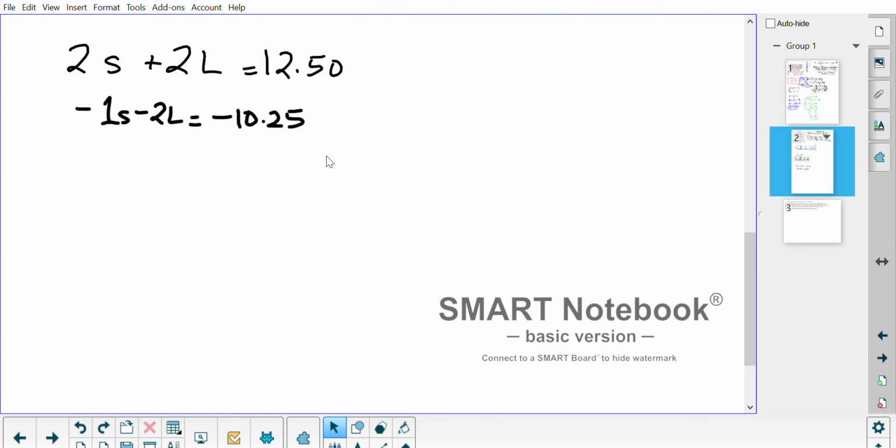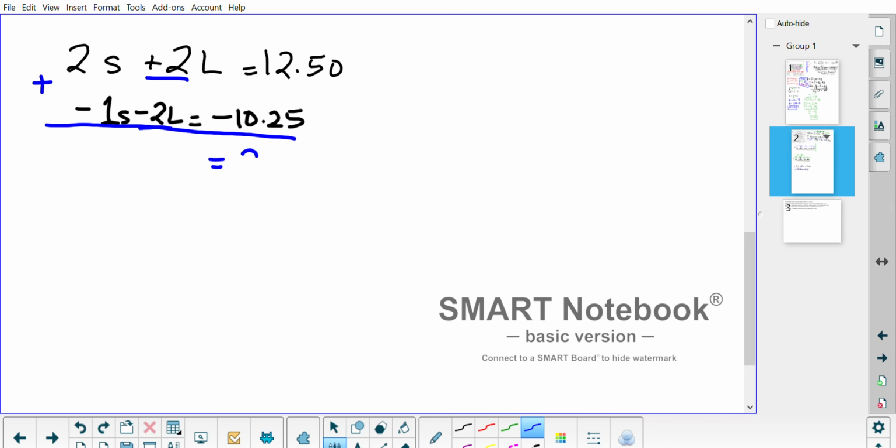Now, what's great here is that, look closely at it. We have our additive inverses again. We have a positive 2l and a negative 2l. Oh, thank God, we don't have to multiply anymore. So what we're going to do over here is that we can just combine them as is. So let's add them. And we're going to be doing 1250 plus negative 1025. And this is going to give us 225.